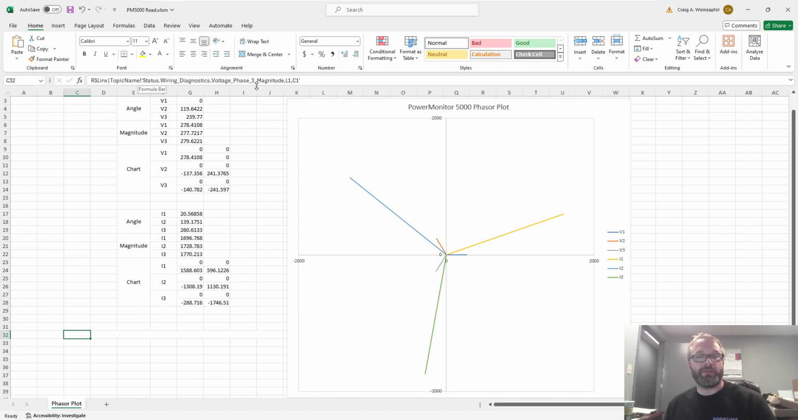So this is a PowerMonitor 5000. It uses tags, which is why I can use a name tag here instead of a file and a number, and tell it how many items you're going to bring back and how you're going to present it, which is one cell and one column, which is just one cell. And that's what I did to these, which was voltage phase 1, 2, 3 magnitude, current 1, 2, 3 magnitude, and then angles for both of them. You can really get a good picture of what's going on.